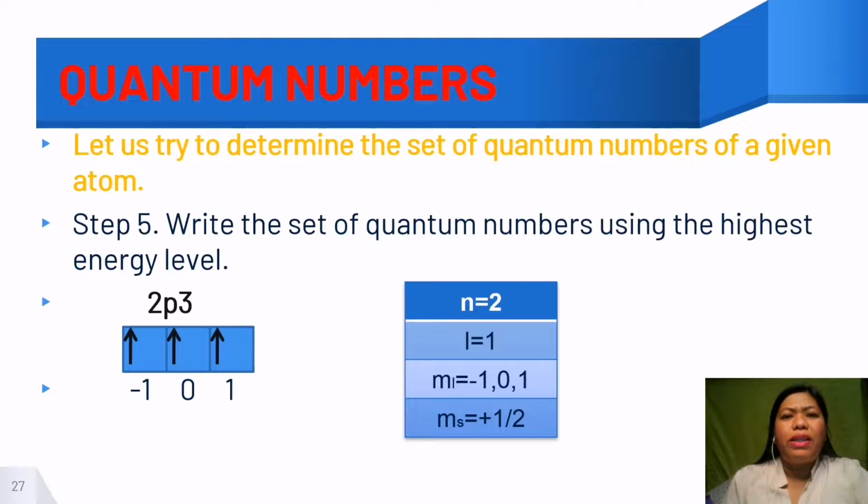Now, let's read the complete set of the nitrogen atom. Okay? The principal quantum number or the n value is 2. The angular momentum or the L value is equal to 1. And then the magnetic quantum number or the M sub L is equal to negative 1, 0, and 1. And last, the spin quantum number is equal to positive 1/2.